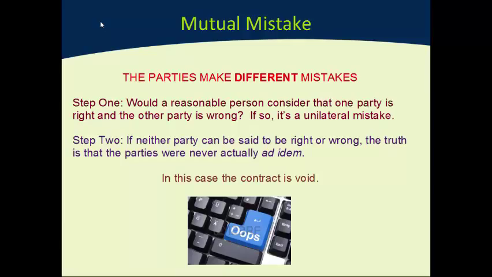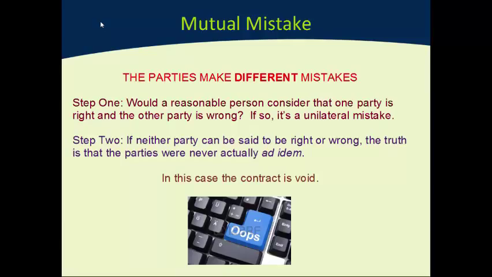With a mutual mistake, almost certainly the court is going to say the contract is void. The court is much less likely to apply those equitable remedies. And why? Because the parties were never ad idem. There was never any real contract between the parties. See, when there's a common mistake, the parties are ad idem. The parties both have exactly the same thing in mind. The agreement between them is complete. It's just that the agreement is founded upon a mistake.